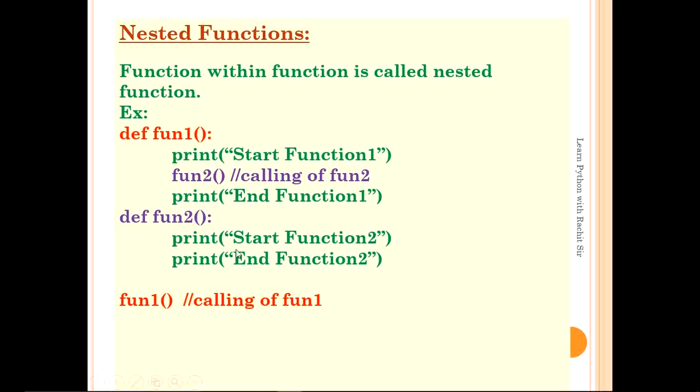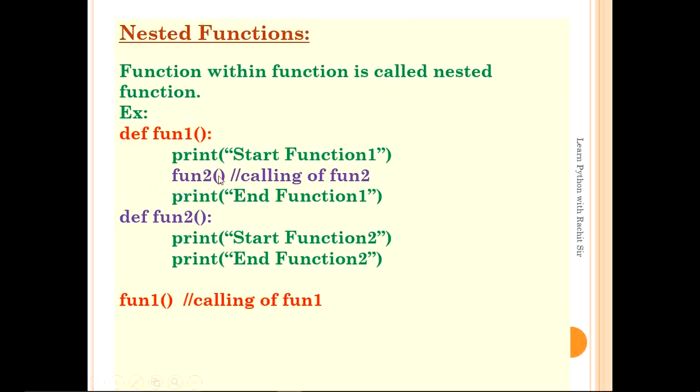Whenever I execute this program, which starts from here till here, first of all this line will execute. This is the function calling of fun1. So it will search where its definition is. The definition of fun1 is here. So after this line the cursor will come here inside this block. First of all, the answer will come, start function 1, then the next line fun2, then parenthesis.